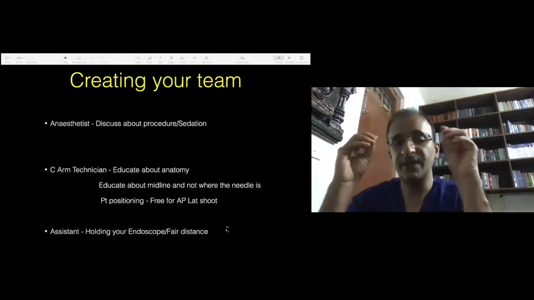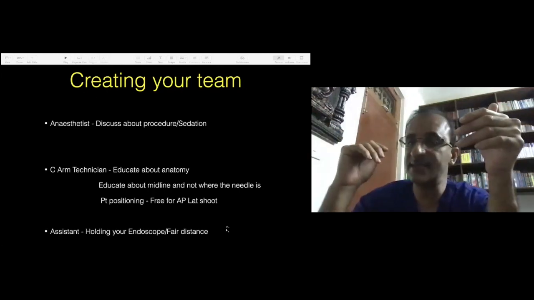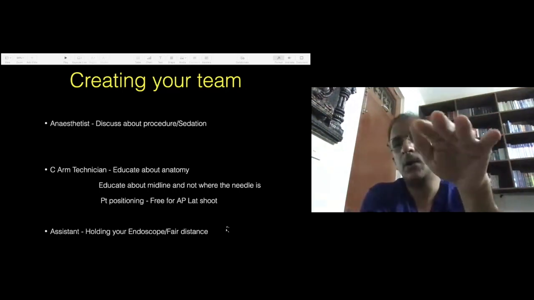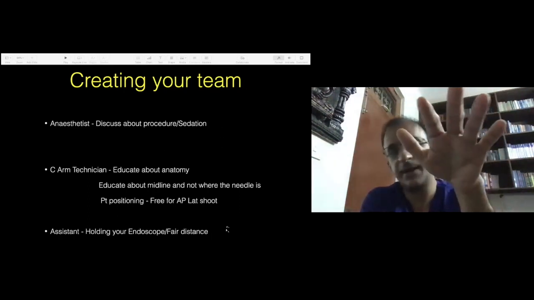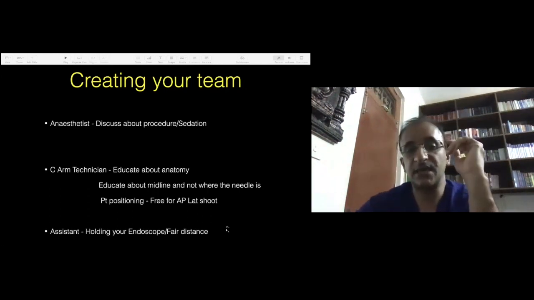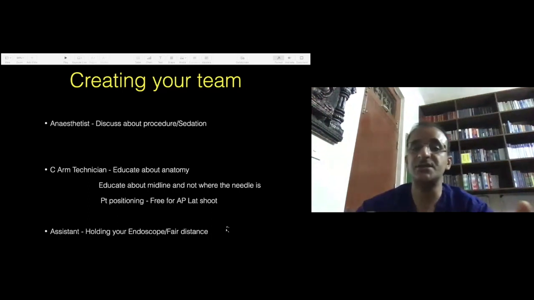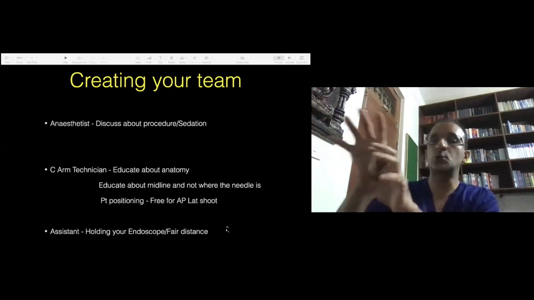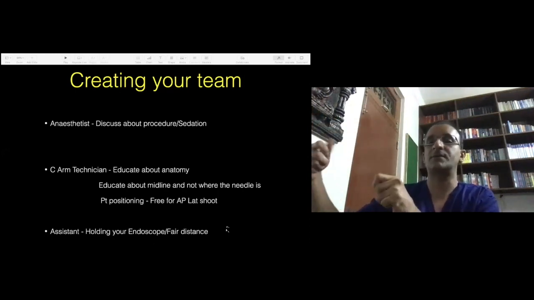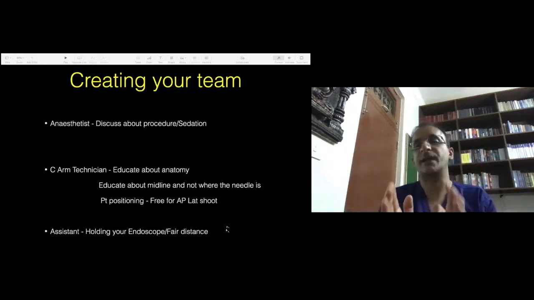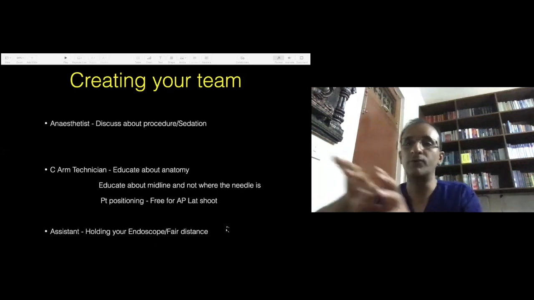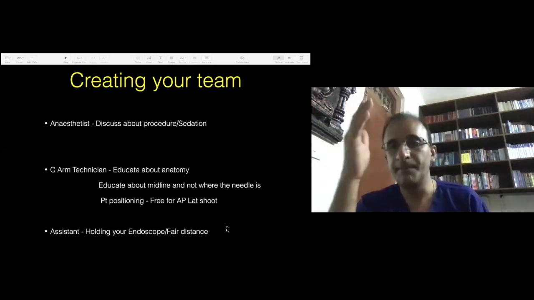Now, when you're starting, please discuss with your anesthetist. Previously, I used to operate under local and sedation, but now I have gone to GA. So all my transforaminals I do under GA. You have to educate your C-arm technician about where to shoot. Because we are at the lateral part, he feels that he needs to shoot the entry of the needle, or where the endoscope is. You have to first and foremost educate him that you need to focus on the middle of the spine. Every time he tries to move towards you, you have to tell him that you want a mid X-ray.